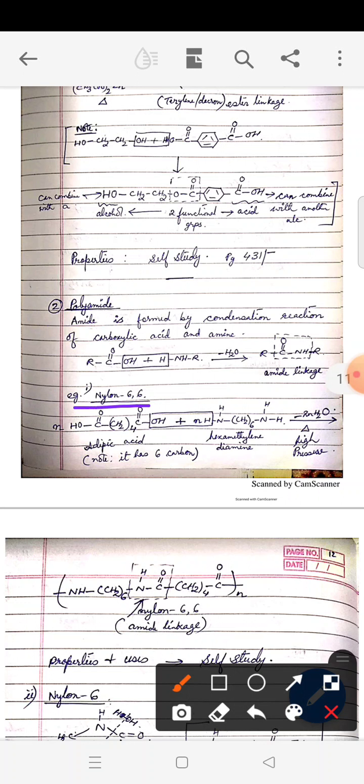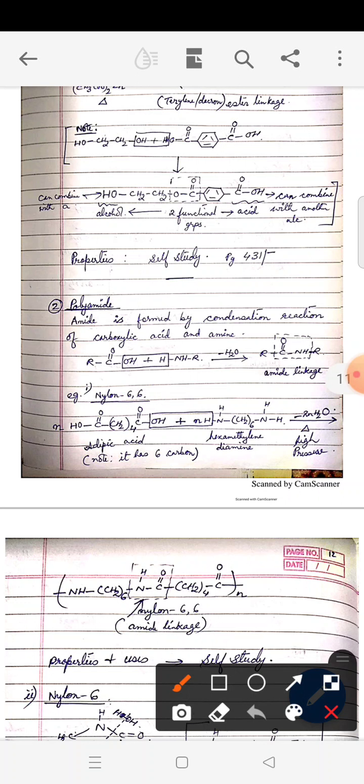Nylon, the name is derived because it was discovered by people, one from New York, another from London. So from New York, NY is taken, and from London, LON is taken. That's how it has been named nylon to honor both the persons. And why is it called 6,6? It is called 6,6 because both the monomers contain 6 carbon.